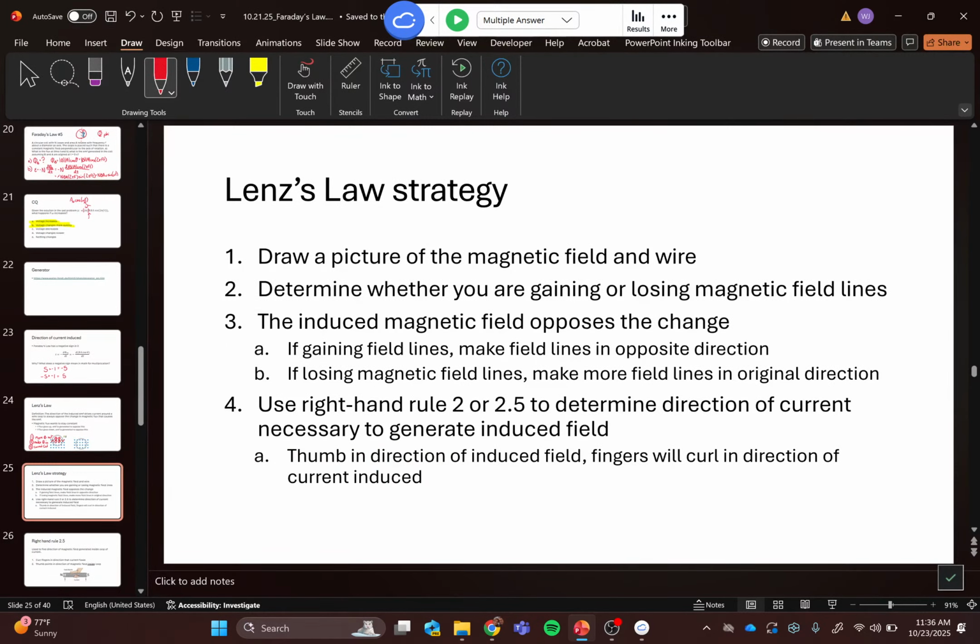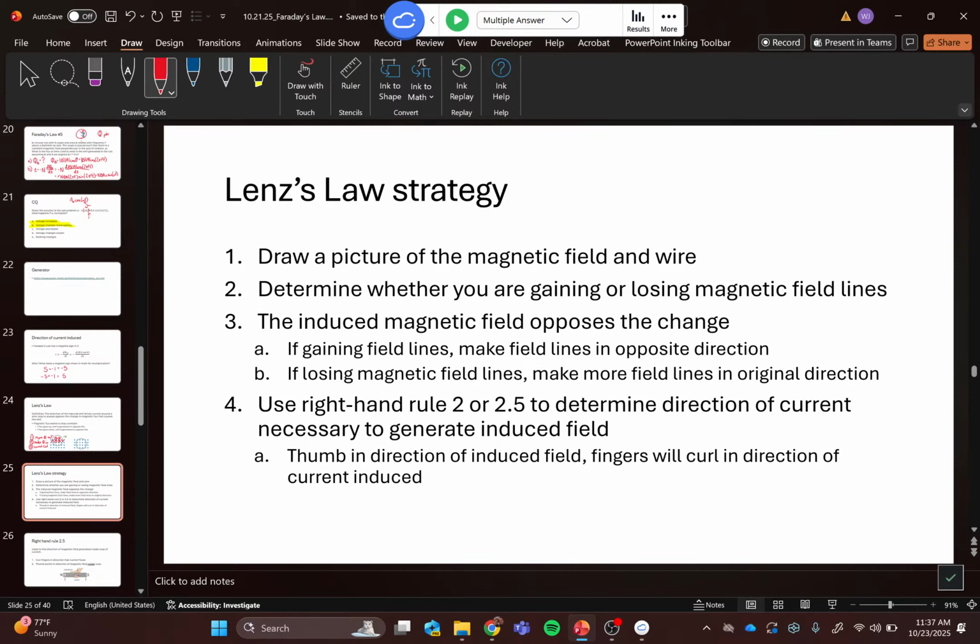How are we supposed to remember to use 2.5 though? You do enough problems. That's just the answer. You need to make a field. How do you make a field due to a current-carrying wire? Right-hand rule 2. Right-hand rule 2 is how to make the field due to a current-carrying wire. If you had a loop, there's a shortcut, which is you point your fingers in the direction of the current. It makes a field in the direction of your thumb. So we'll do some more of these to practice this.